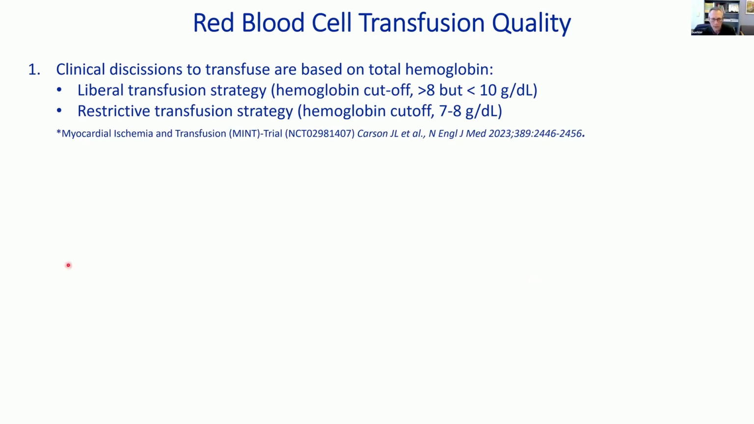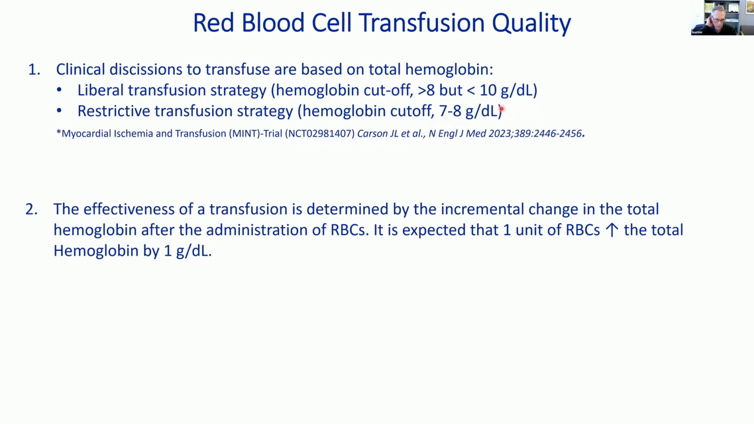And this is an example of a recent trial, called the MINT trial, which is myocardial ischemia and transfusion, which was performed to look at what would be called a liberal transfusion range, which is greater than 8 but less than 10 gram per deciliter of hemoglobin, or a restrictive transfusion strategy where there's a hemoglobin of between 7 and 8. And the question's always been really, when do you start to transfuse patients? The issue of doing that has been more of a clinical judgment.